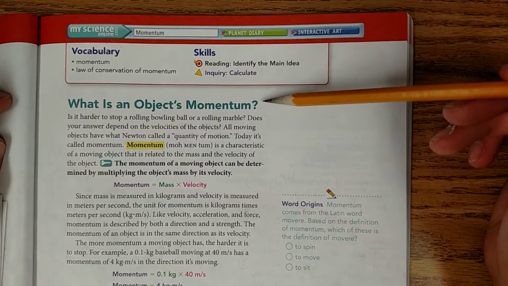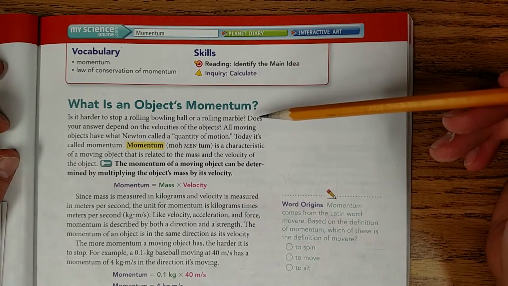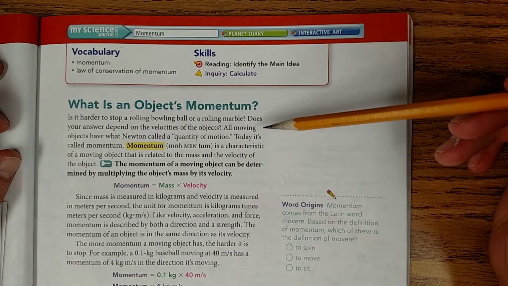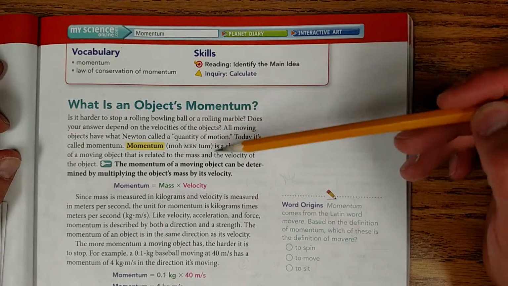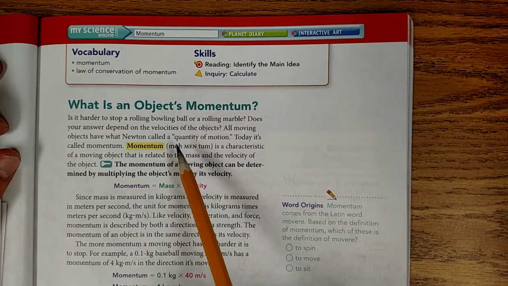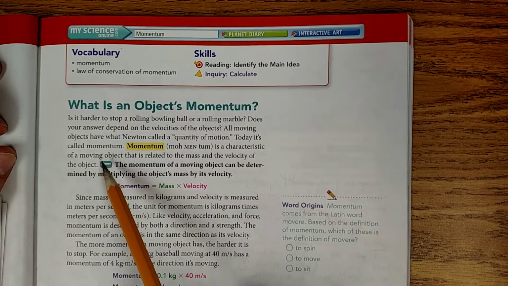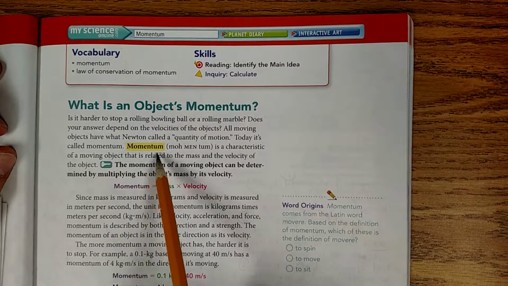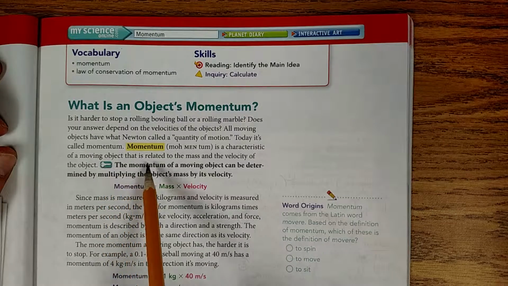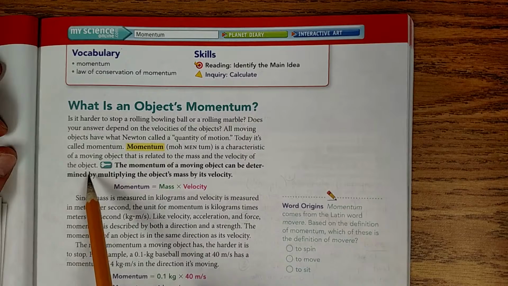What is an object's momentum? It is harder to stop a rolling bowling ball or a rolling marble. Does your answer depend on the velocities or speed of the objects? All moving objects have what Newton called a quantity of motion. Today, it's called momentum. Momentum is a characteristic of a moving object that is related to the mass and the velocity of the object.